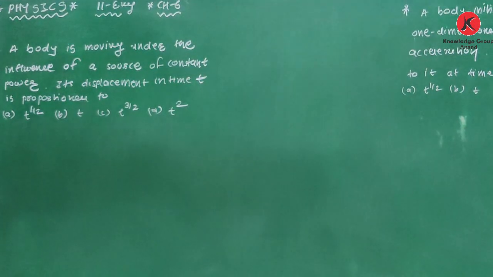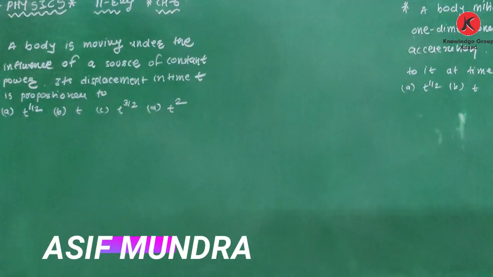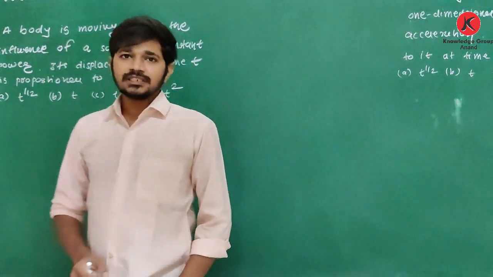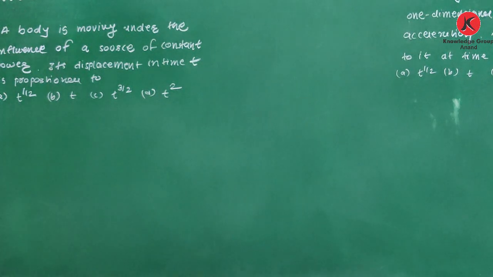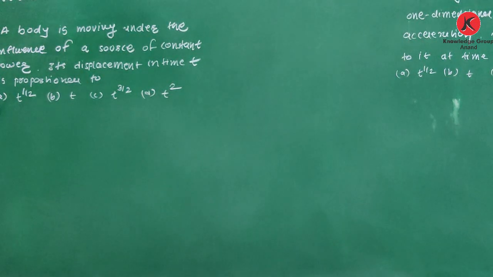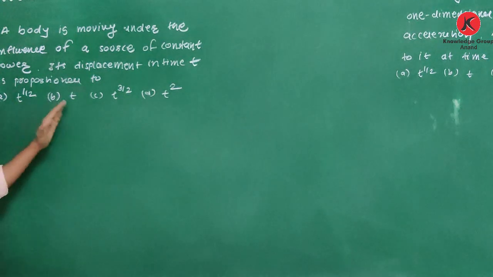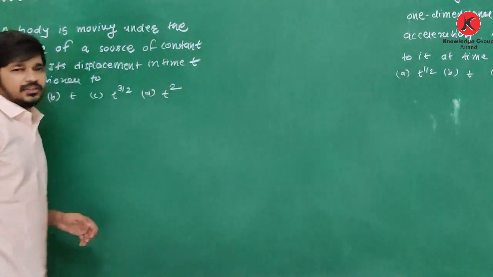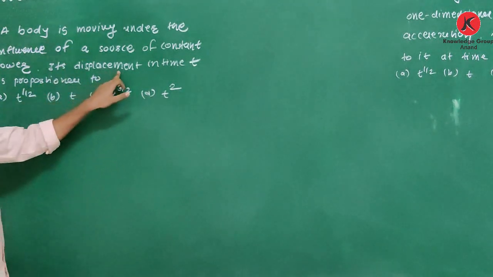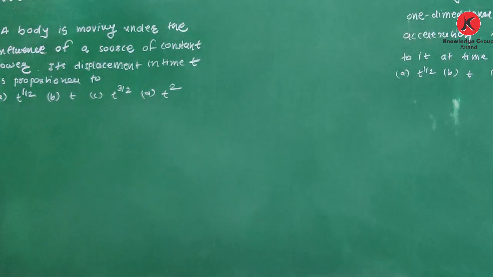Good morning, students. Chapter 6, Work, Energy and Power. Yes, we will discuss some questions. See here, a body is moving under the influence of a source of constant power. Its displacement in time t is proportional to t raised to 1 by 2, t raised to 3 by 2 or t square. You are given constant power and you have to find the displacement. Displacement depends on time according to which relation?